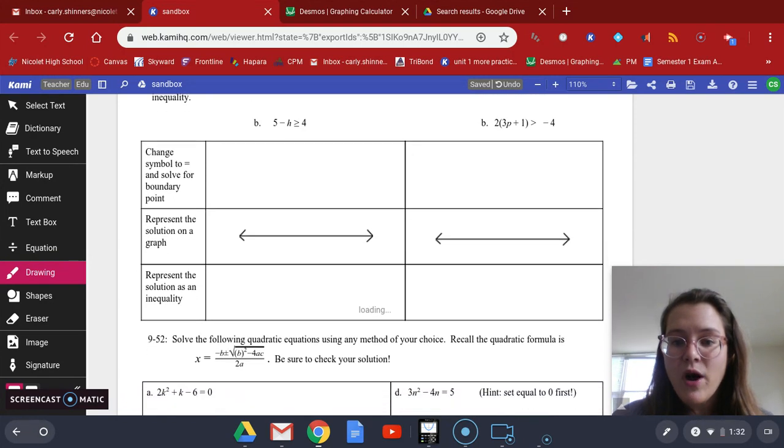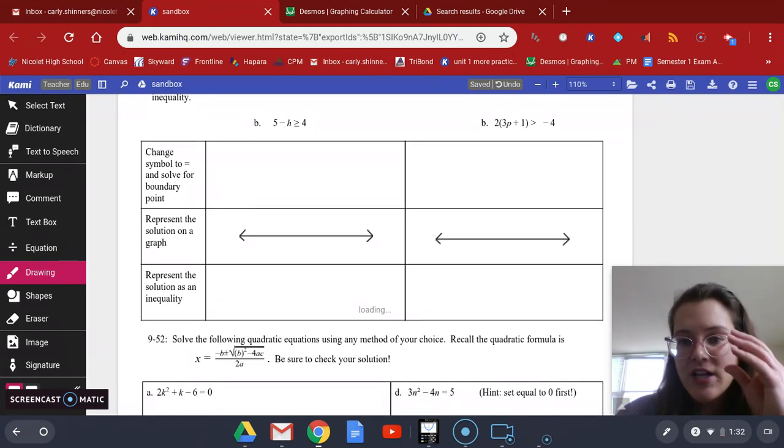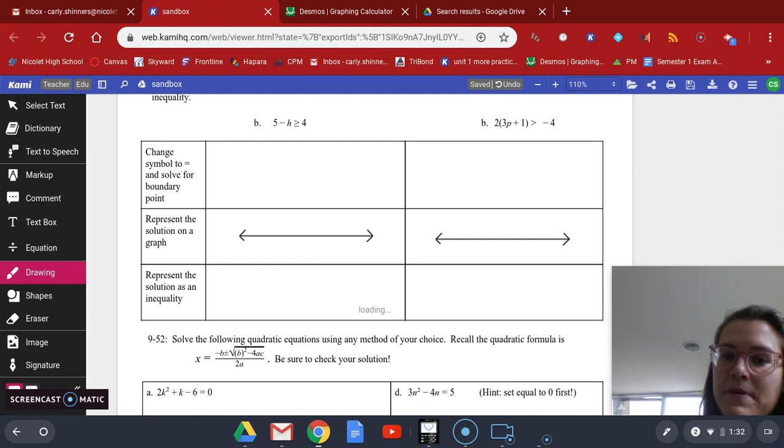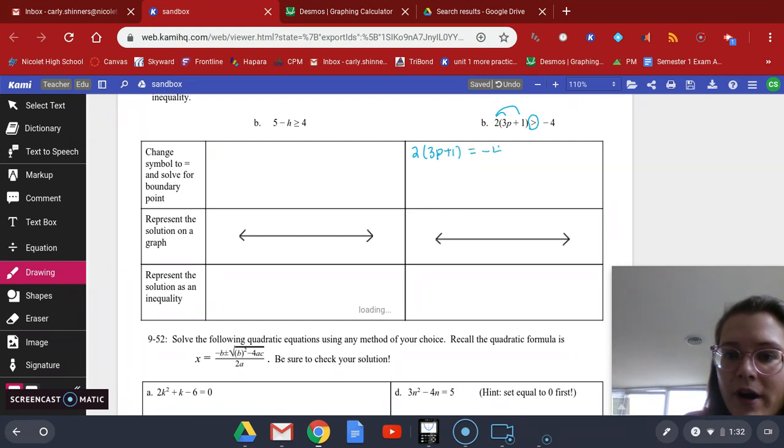I'm going to walk you through part B over here, just because there's a little bit of a step here where we got to distribute the 2. So let's solve for our boundary point, right? This is the same process. So I'm just going to rewrite this, set it equal to -4. I'm going to distribute that 2 through, so 2 times 3p is 6p. All right, -2 gives me 6p equals -6. So I get p is equal to -1, okay?